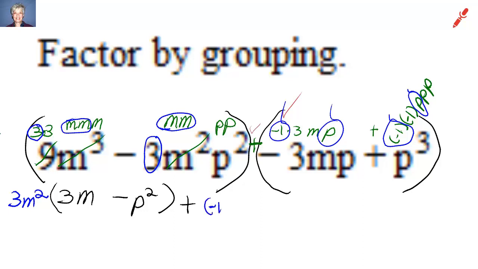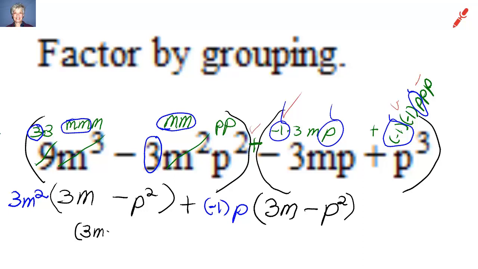and I write the GCF here, which is negative 1 times p, and then in the parentheses I write what's left. 3m minus p squared, because negative 1 times p squared is negative p squared. So now I have 3m minus p squared in both sets of parentheses. I write that down, and then I write the leftovers, 3m squared minus p.